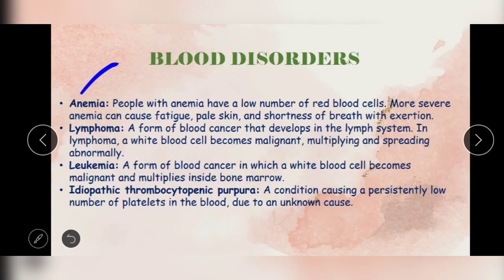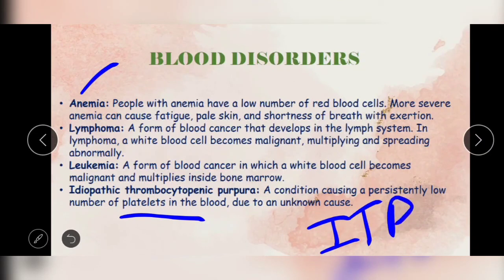And next is idiopathic thrombocytopenic purpura. It is a condition causing a persistently low number of platelets in the blood due to an unknown cause. It is also known as ITP. And this is of course related to platelets. Here a low number of platelets is known by the disease name ITP, and there is no other cause for this. There's no known cause for this disease or disorder.